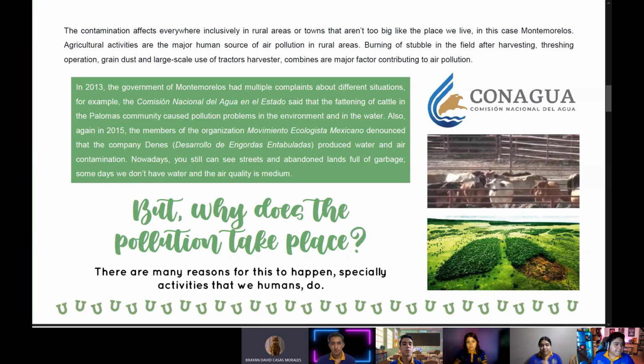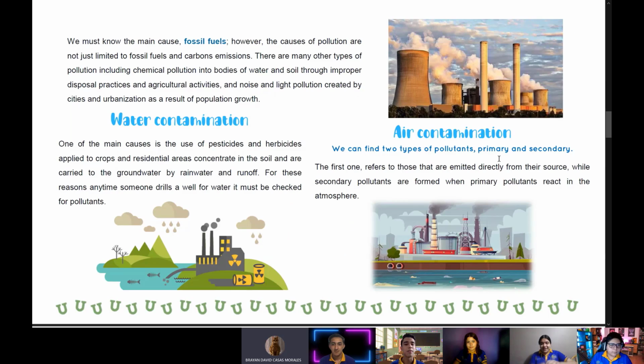But why does pollution take place? There are many reasons for this to happen, especially activities that we humans do. Well, now I'm going to tell you a little bit about four environmental consequences produced by humans. But first of all, we must know that the causes of pollution are not just limited to fossil fuels and carbon emissions. The first is water contamination.